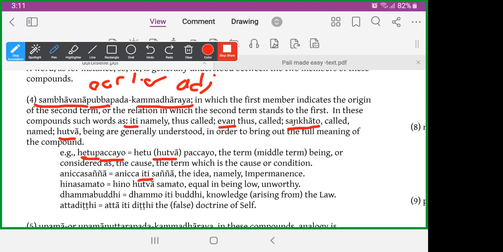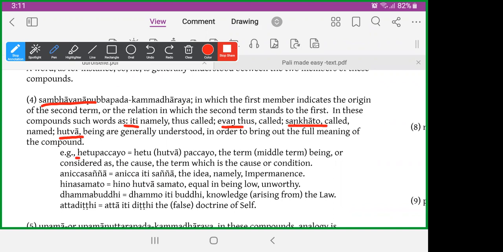So when you see this hetu pachayo, it's not clear. You need something to explain it. Okay. So hetu pachayo comes from hetu hutwa pachayo. So this means that you need a lot of terms, like for this sentence, any of this sambhawana, you need iti, evam, sankato, hutwa. You need to put something in between here. So hetu pachayo, you must divide it and you must put the iti, evam, sankato, hutwa. Then you can bring out the full meaning of the compound.